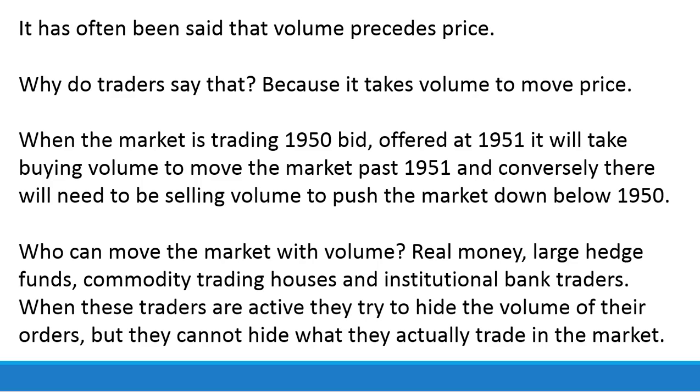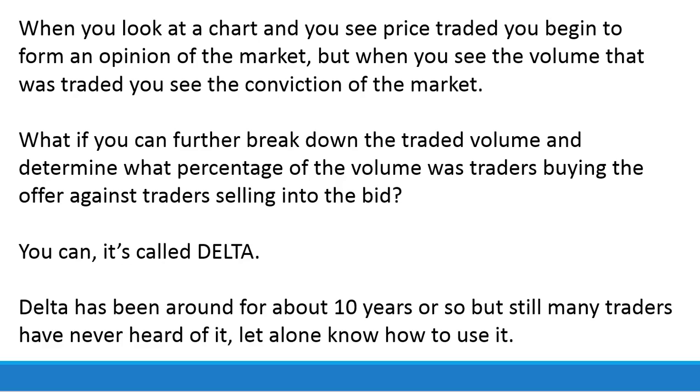But once they trade it, it's there for everyone to see. So unless you know what you're looking for and have a way to pick up on it, you're not necessarily going to know it, because a good execution algo will hide it and minimize market impact. So when you look at a chart and you see price traded, you begin to form an opinion of the market. But when you see the volume that was traded, you see the conviction of the market.